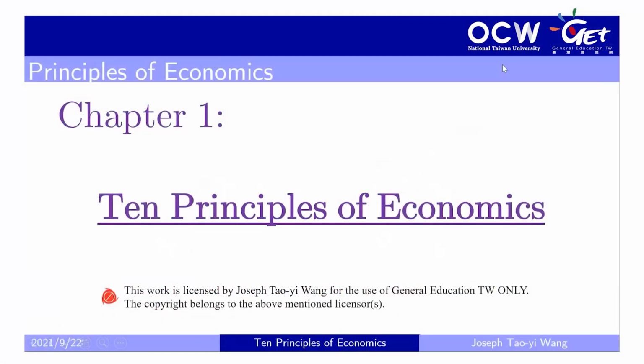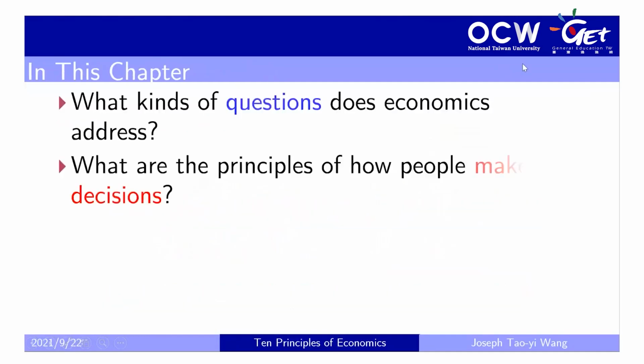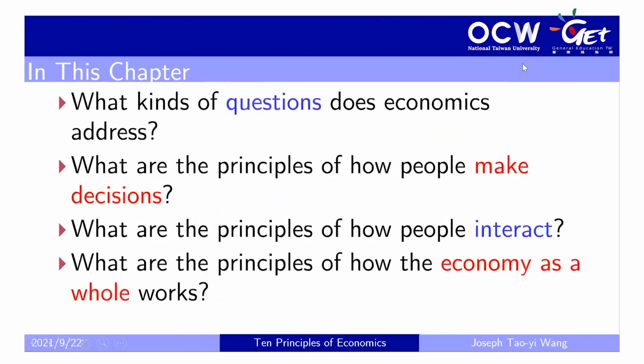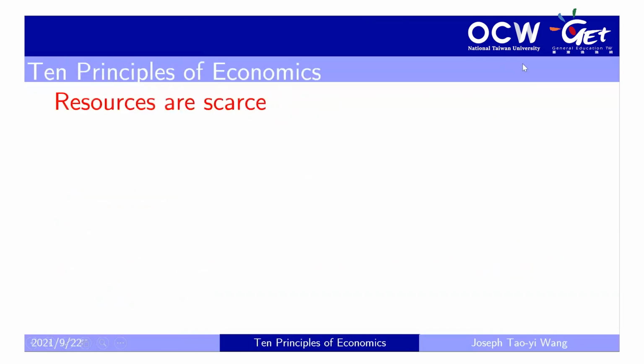This is chapter 1 of Principles of Economics, titled 10 Principles of Economics. In this chapter we're going to look at what questions economics is about, and then we'll look at principles about how people make decisions, principles of how people interact, and how the economy works as a whole. All right, so what questions do economists ask?